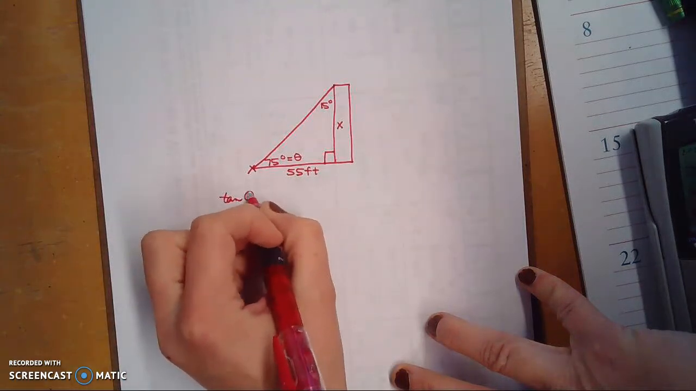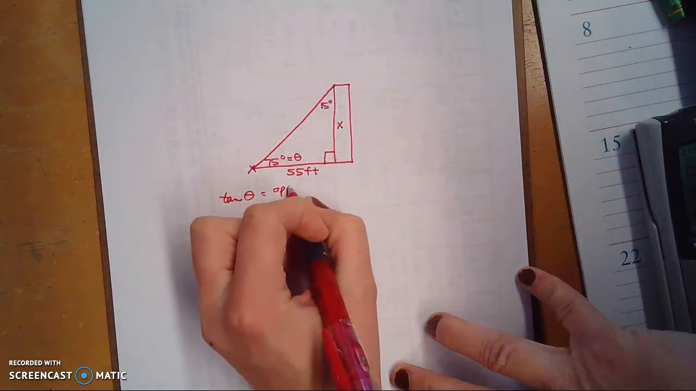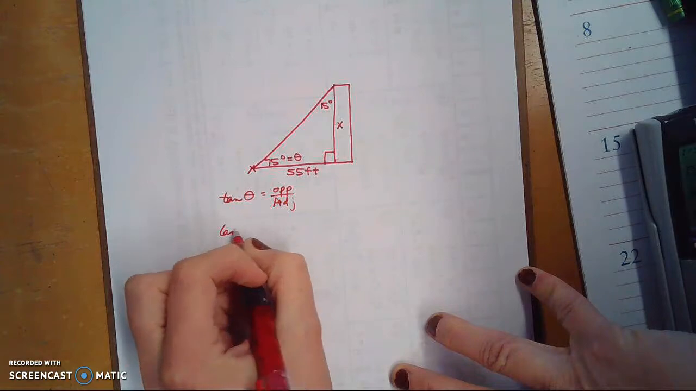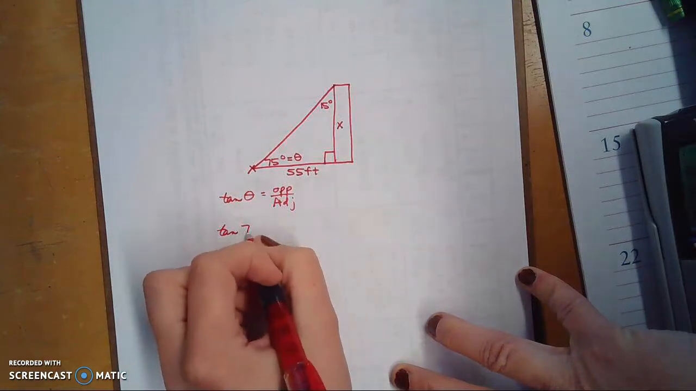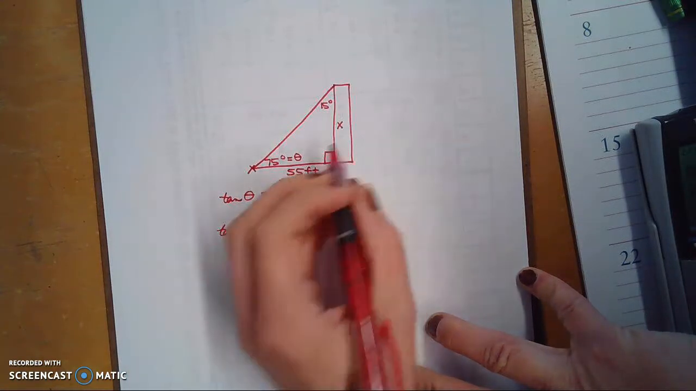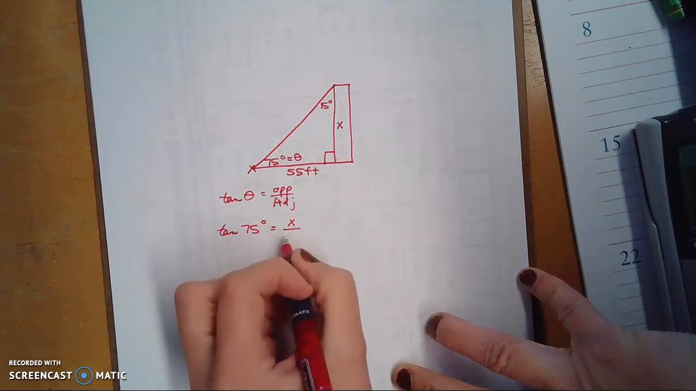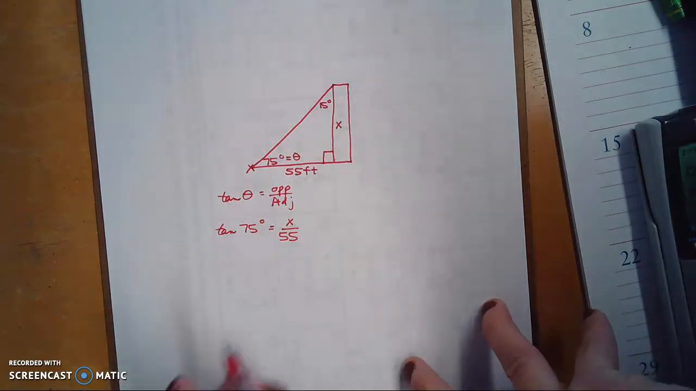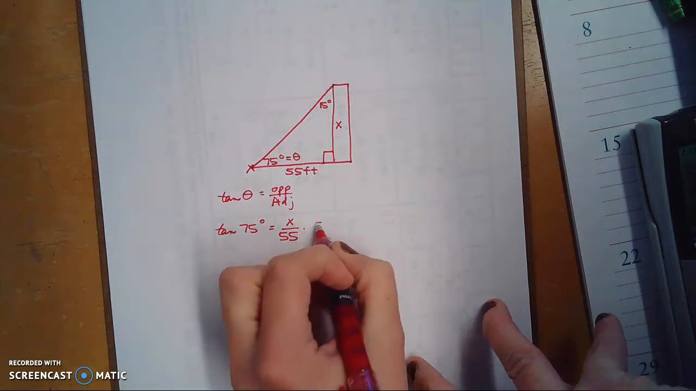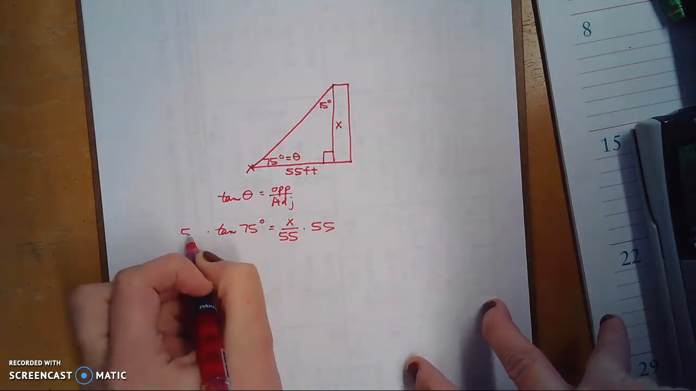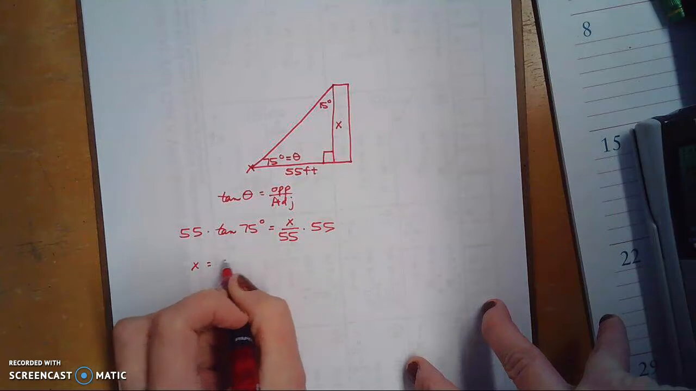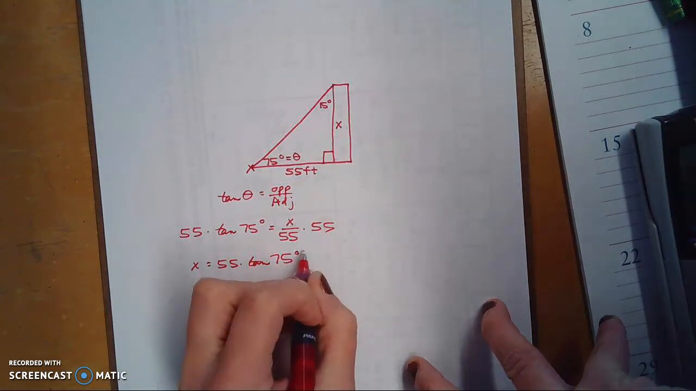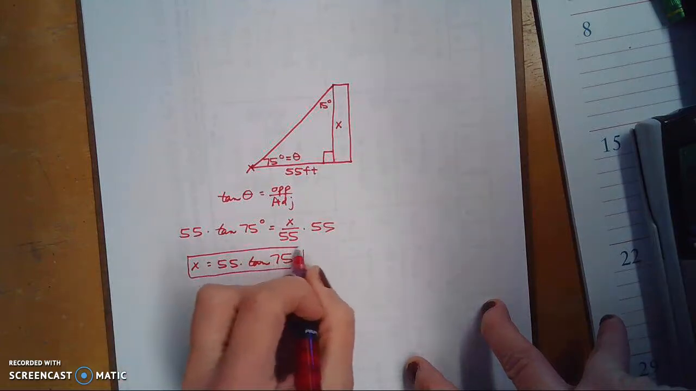So I know that the tangent of theta is equal to the opposite over the adjacent. So I'm going to fill in what I know. What's my theta? My theta is 75 degrees. I know that the opposite is X, and I know that the adjacent is 55. So I then want to solve my trig equation for X. I need to get rid of dividing by 55, so I'm going to multiply both sides by 55, so that X is equal to 55 times the tangent of 75 degrees. And that would be the exact height of the tower.